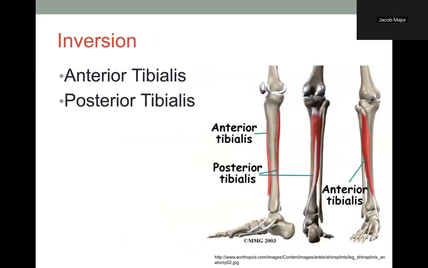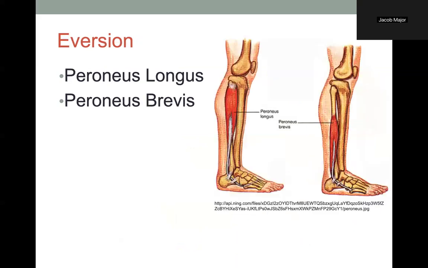Then we have our inversion, which is the tibialis anterior and the tibialis posterior. So we have our anterior and our posterior here. And then we have eversion, which is the peroneus longus and the peroneus brevis.